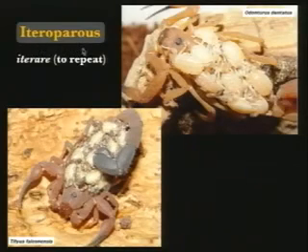Iteroparous has to do with giving birth, so repeated births. Human beings are iteroparous because they reproduce repeatedly. Now, not all of us reproduce repeatedly, or at all, but we don't speak of an individual being iteroparous or not. It's really a characteristic of the species in this case.